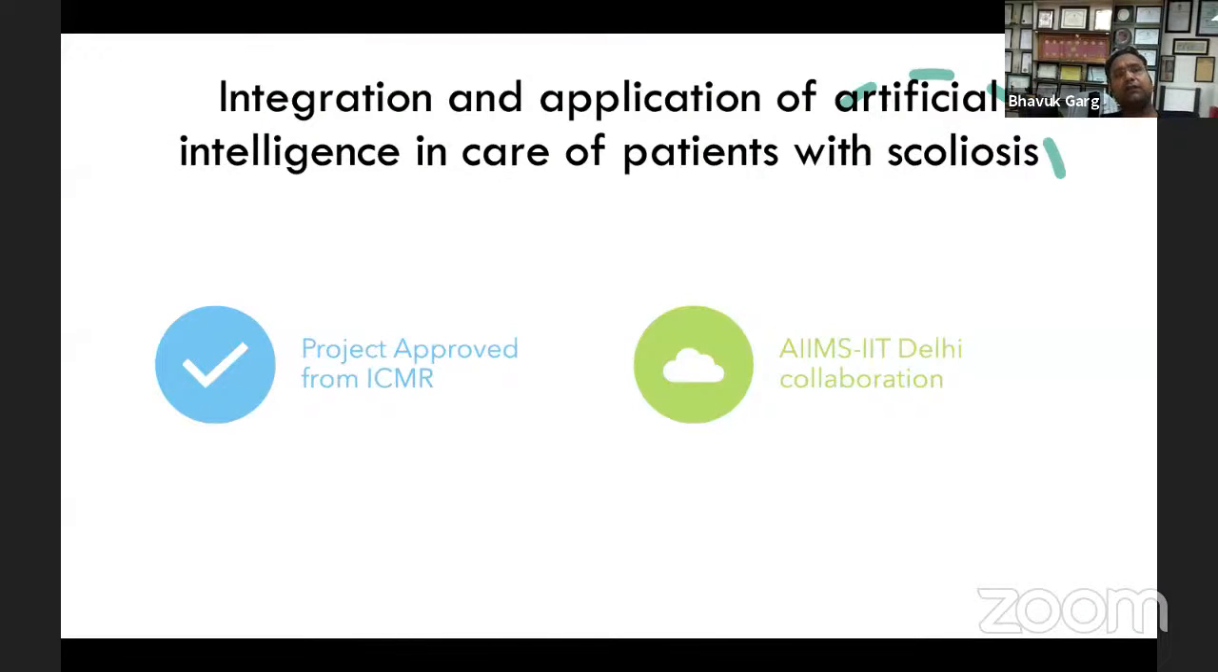We are also working on the application of artificial intelligence in the care of patients with scoliosis. We have collaborated with IIT. We have got the funding from ICMR. We have just started this work.